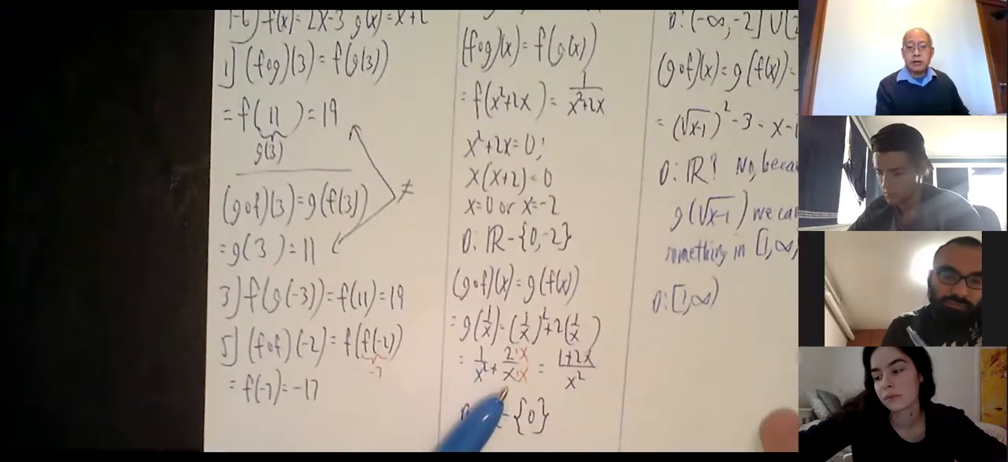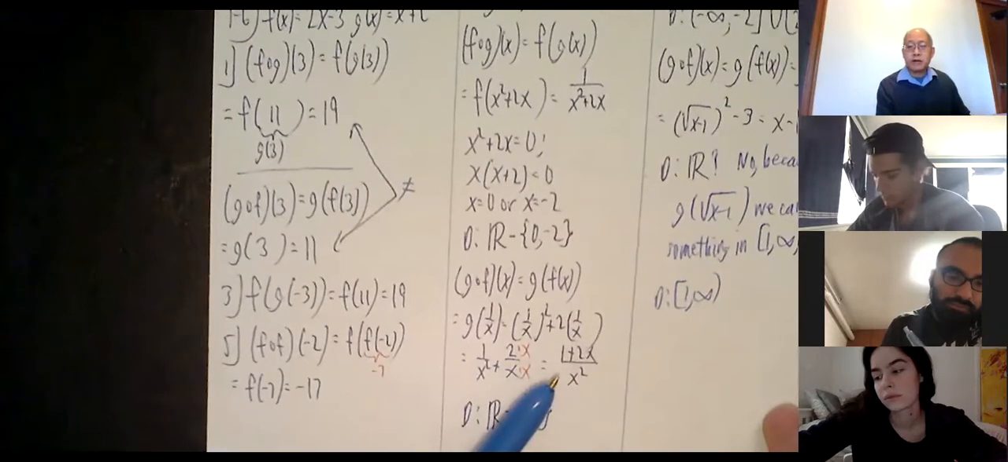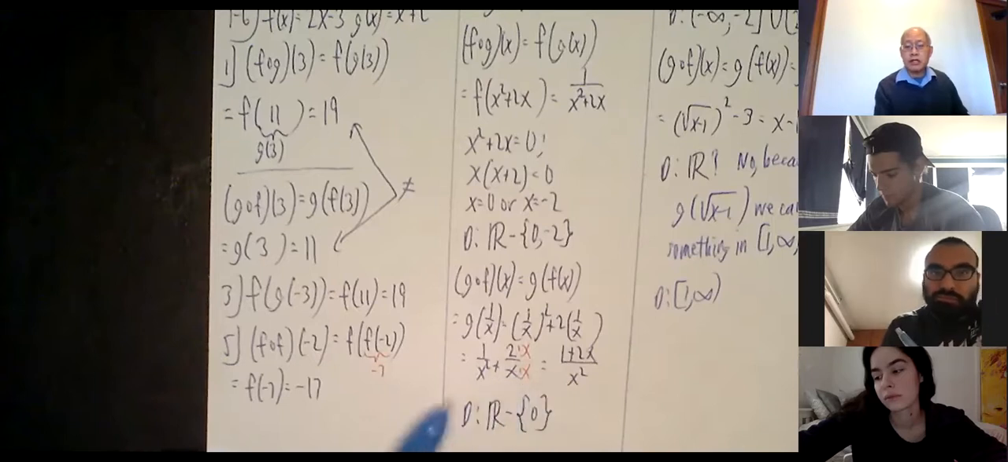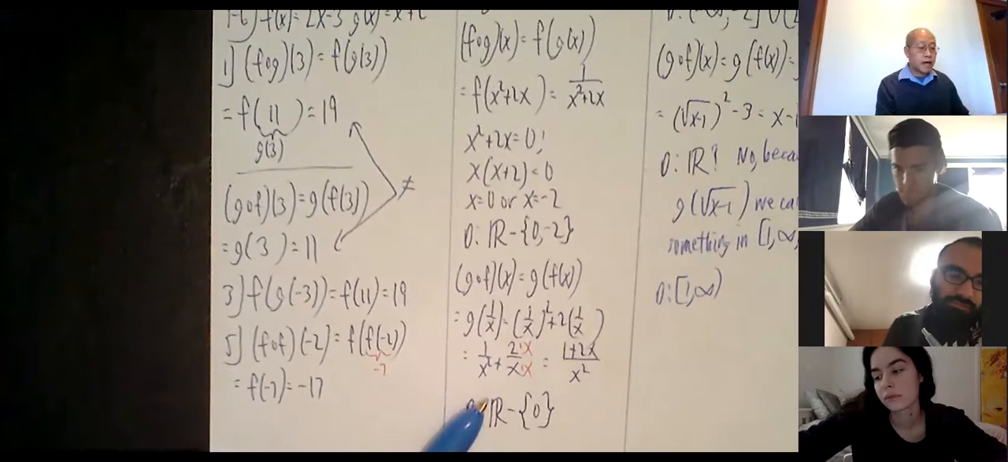Common denominator would be x squared. So I multiply top and bottom here by x. 1 plus 2x over x squared. Okay, and this time the only thing that's not allowed is 0. So the domain is all real numbers besides 0. Or we can write the reals minus a set consisting of 0.